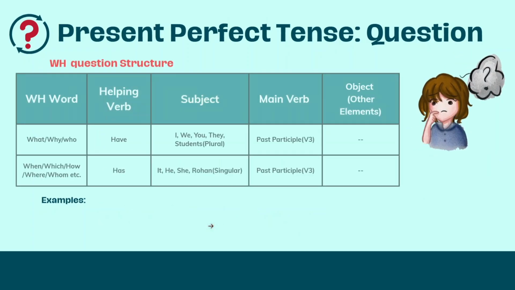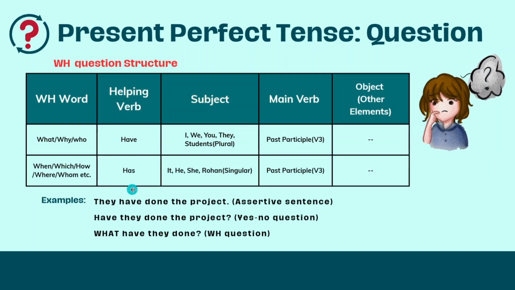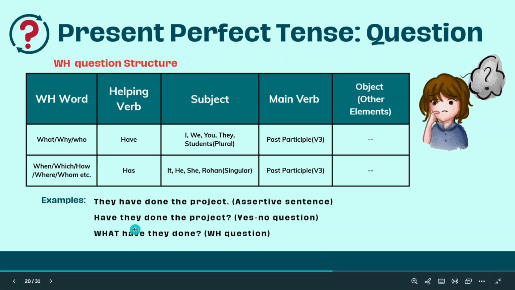Now, if we want to make WH question with the present perfect, we are going to follow the same structure, just put the WH word before everything. Something like, they have done the project. Have they done the project? Yes, no question. And I am now making it the WH question. What have they done?